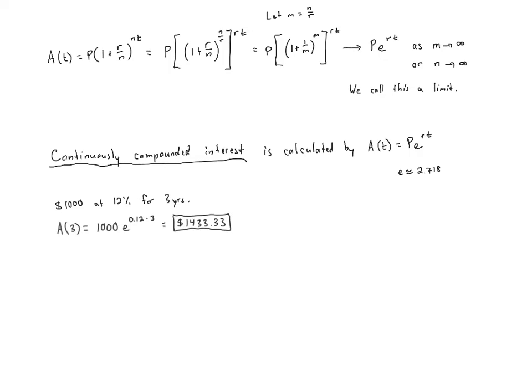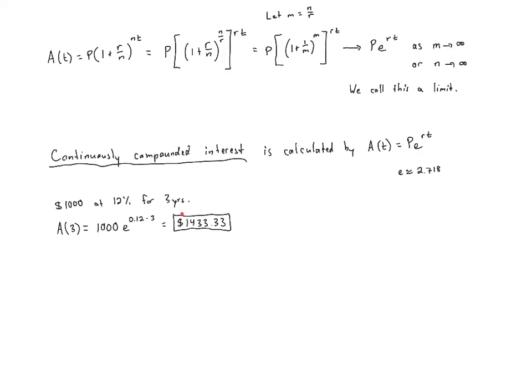This is not that much more than if we were compounding daily. When we were compounding daily, remember, it was the same dollar amount, but 24 cents instead of 33 cents. So we've made an extra 9 cents by compounding continuously instead of daily. And I don't know if there's any situation where money is compounded continuously like this. But we wanted to see this for 2 reasons.